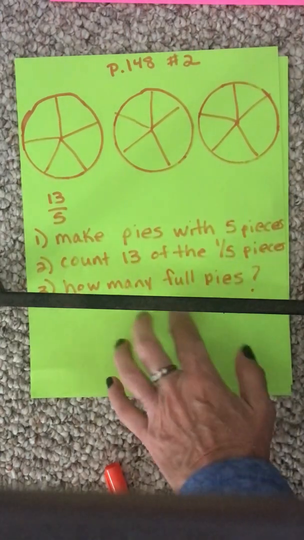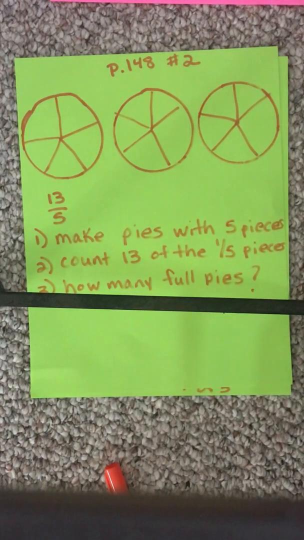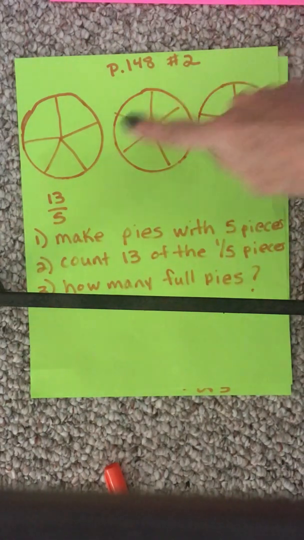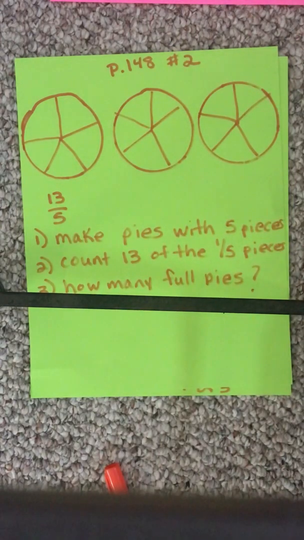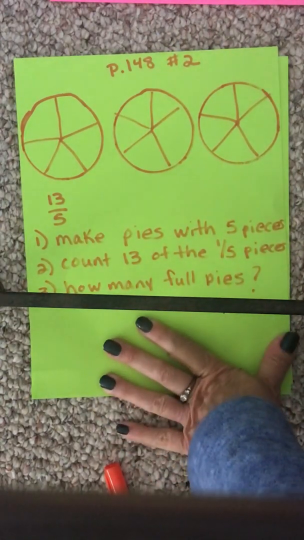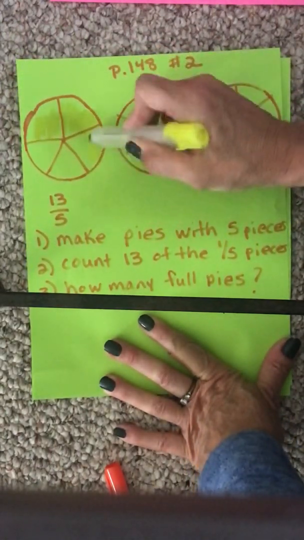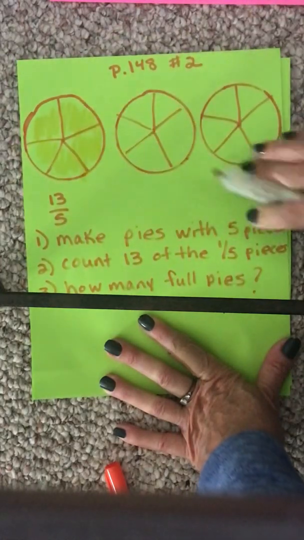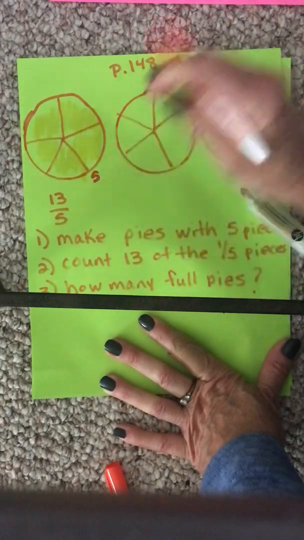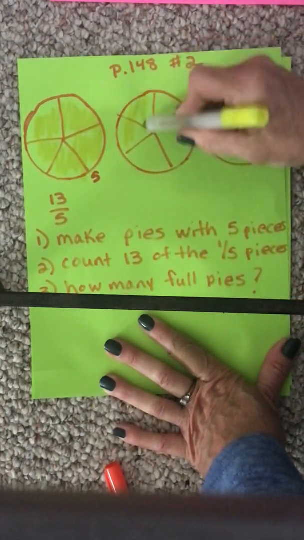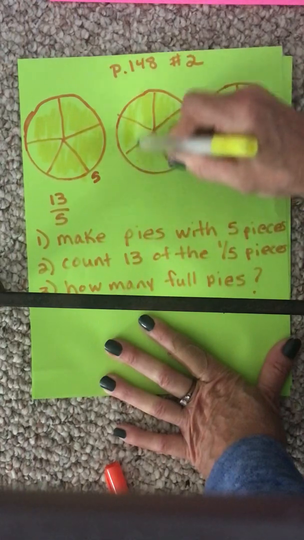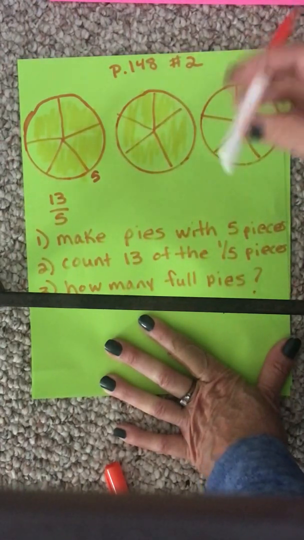Number 2, the problem is 13/5, and it wants us to know how we can make that improper fraction into a mixed number. So I've drawn my pies all split into pieces of 5. You'll notice each one of these has 5 pieces. That's what 1/5 means. And we have to color in 13 pieces. So I'm going to color in 1, 2, 3, 4, 5. That's 5 pieces. 6, 7, 8, 9, 10. You can see my pieces aren't perfect, but that's all right.